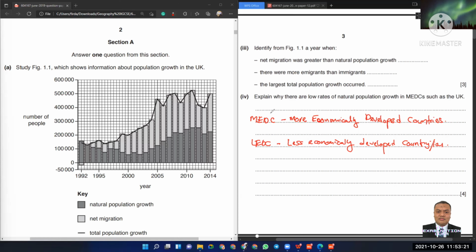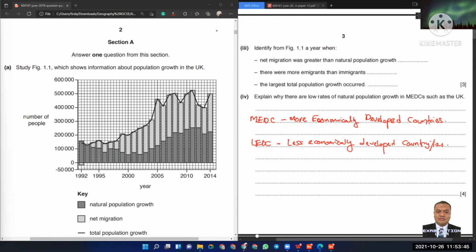Okay, so here it asks you why there are low rates of natural population growth in MEDCs such as the UK's. Means that why there are the low rates of natural population growth, why there are low of birth rate at the first place. Okay, you need to remember when we talk about the natural population growth, we are talking about the birth rate and also the death rate. Okay, that rate. Okay, I'm so sorry.